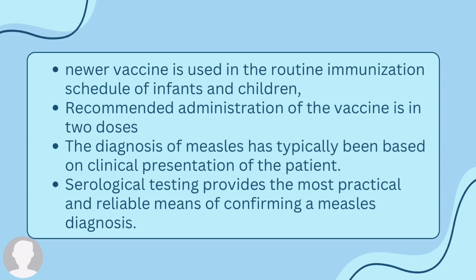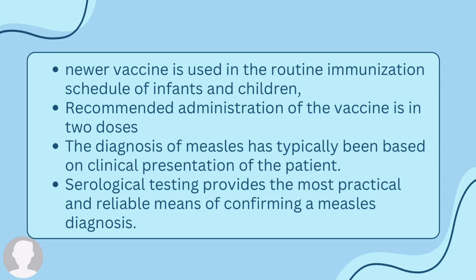Newer vaccine is used in the routine immunization schedule of infants and children. It is recommended that the vaccine be administered in 2 doses. The diagnosis of measles has typically been based on the clinical presentation of the patient.